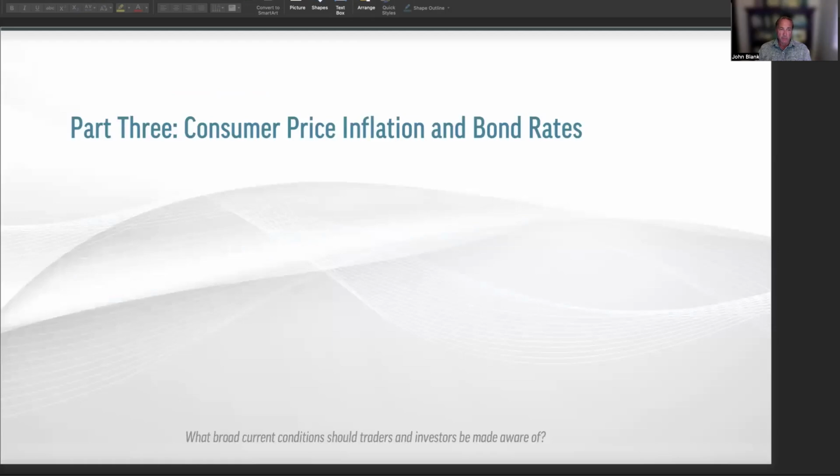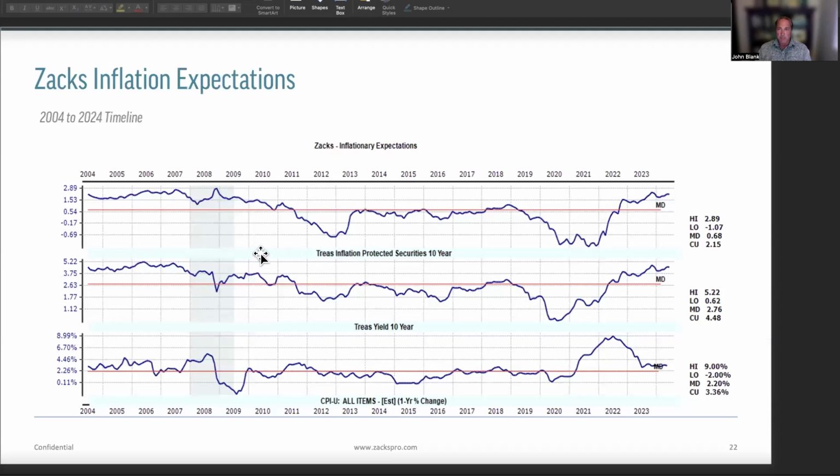Okay, so now we're going to finish up with consumer price inflation and bond rates. Obviously, this is the big story, so let's step back and take a big picture perspective. Number one, TIPS. TIPS are at 2.15. They are showing inflation-protected expectations of 2.15, which is certainly not a great number. Over time, looking back through the period when it was in that 0.5 area, the middle range is 0.68. That's the red line. We're way above that, so we've got an extra 1.5 from the TIPS perspective.